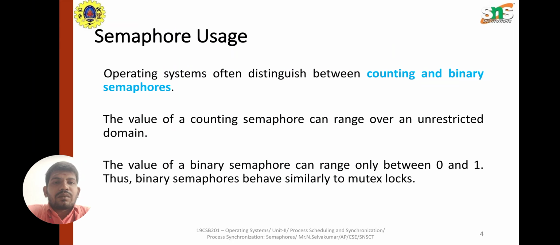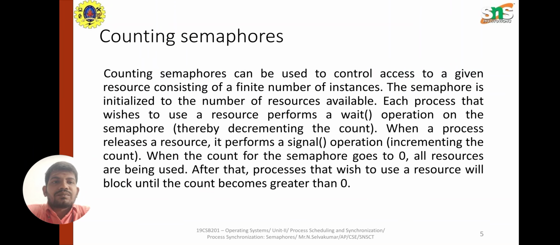Semaphore usage. Operating systems often distinguish between counting and binary semaphores. The value of a counting semaphore can range over an unrestricted domain. The value of a binary semaphore can range only between 0 and 1. Thus, binary semaphores behave similarly to mutex locks.